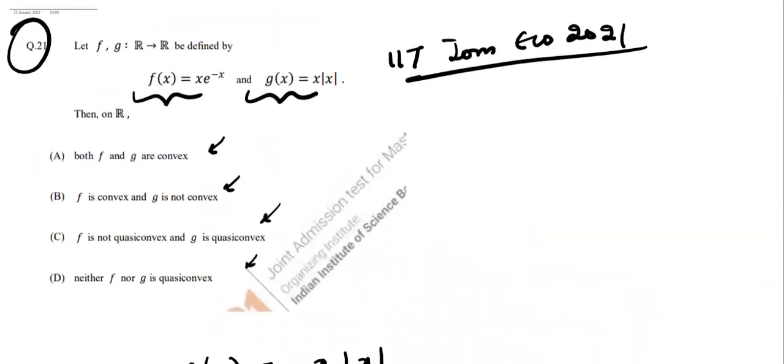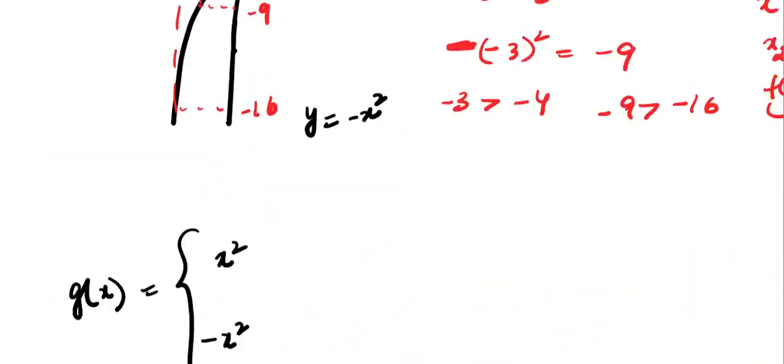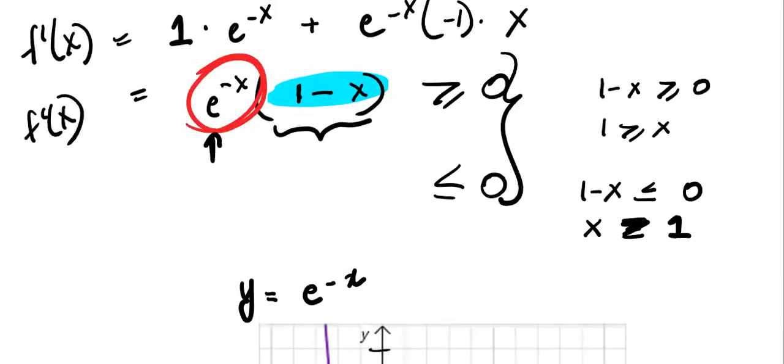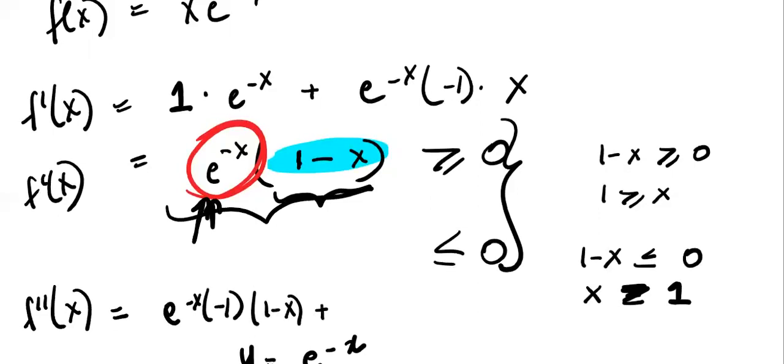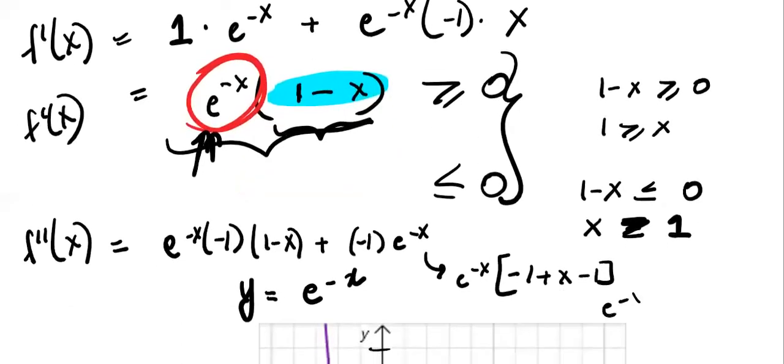So my answer is that both are convex functions? No. For something to be convex, the second order derivative has to be greater than 0. If you find the second order derivative for this one, this is your first order derivative, right? So the second order derivative will be differentiation of the first function into the second as it is, plus differentiation of the second into the first as it is. If you take e to the power minus x common, you will get minus 1 plus x minus 1. So you will get e to the power minus x, x minus 2.